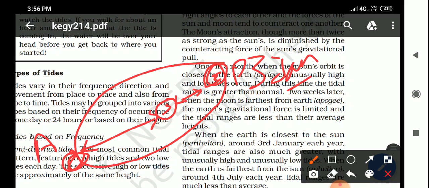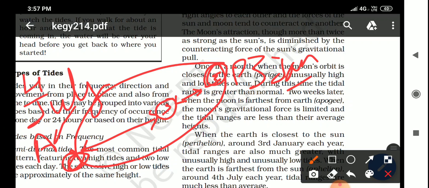On the other hand, you have apogee, which corresponds to aphelion. It is the position farthest from the sun, usually near the 4th of July. And here the difference is much less compared to perihelion or perigee.